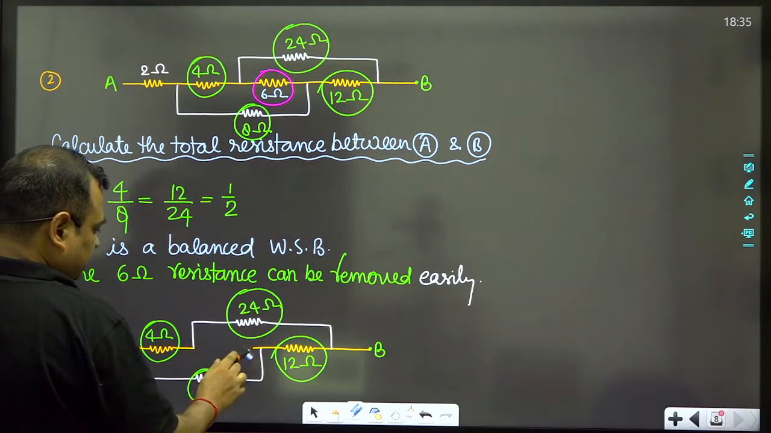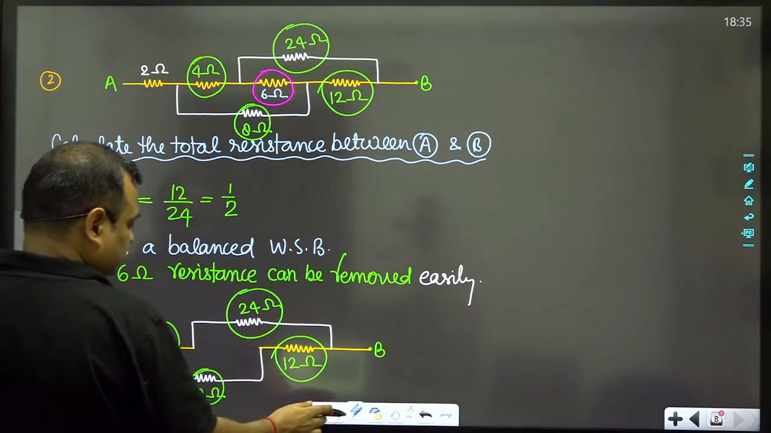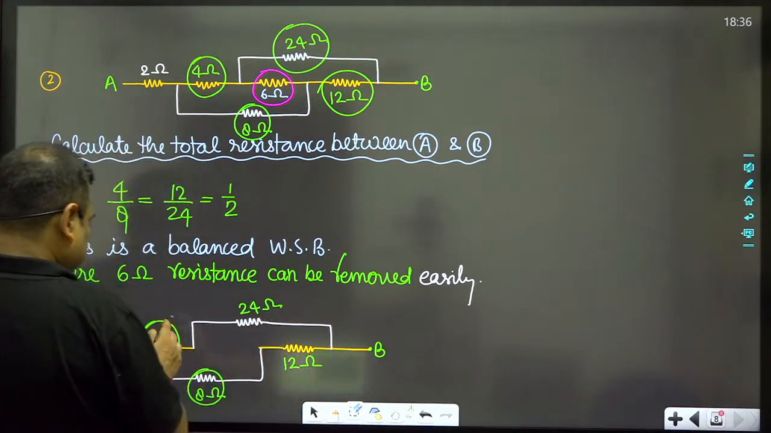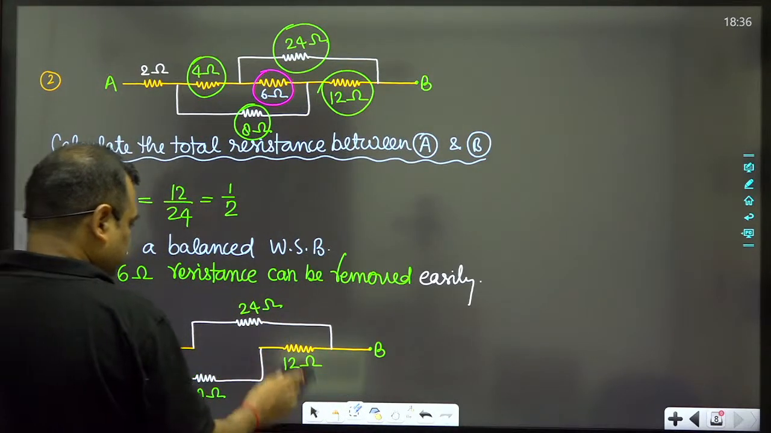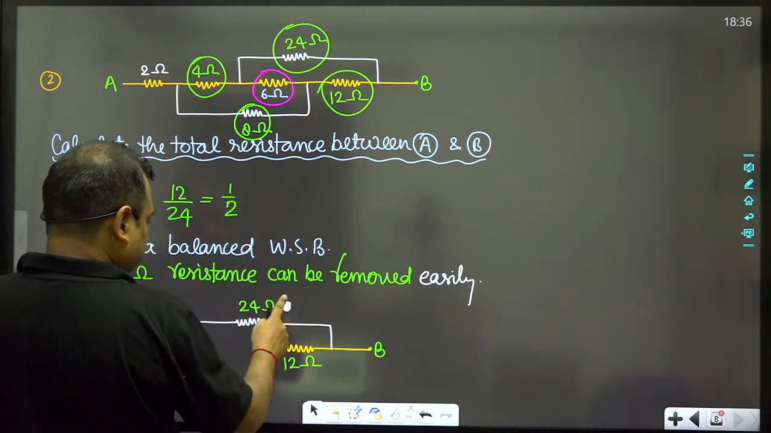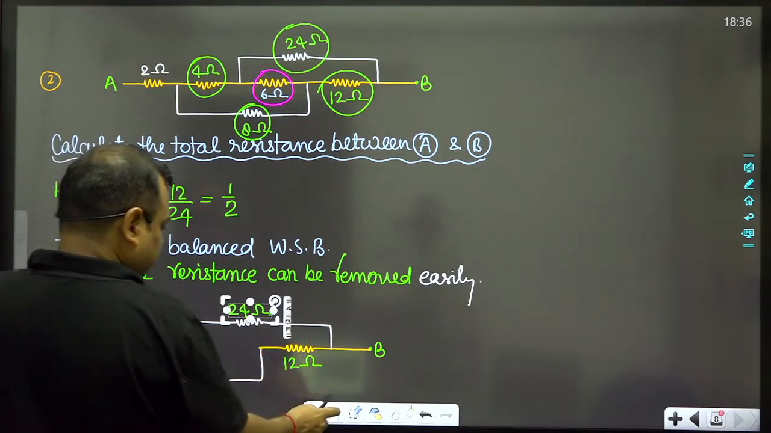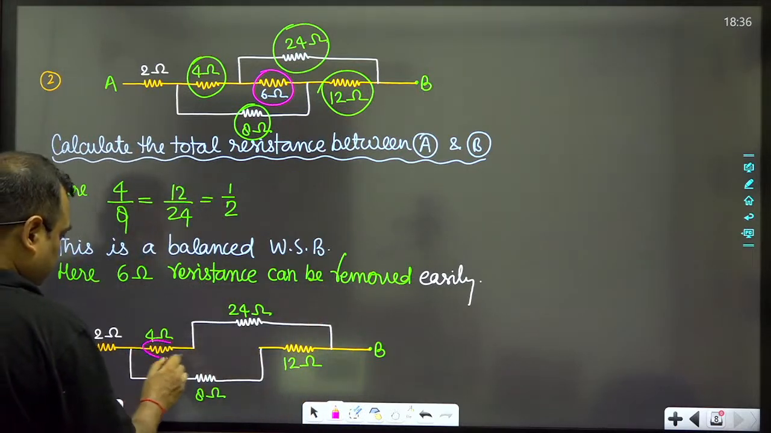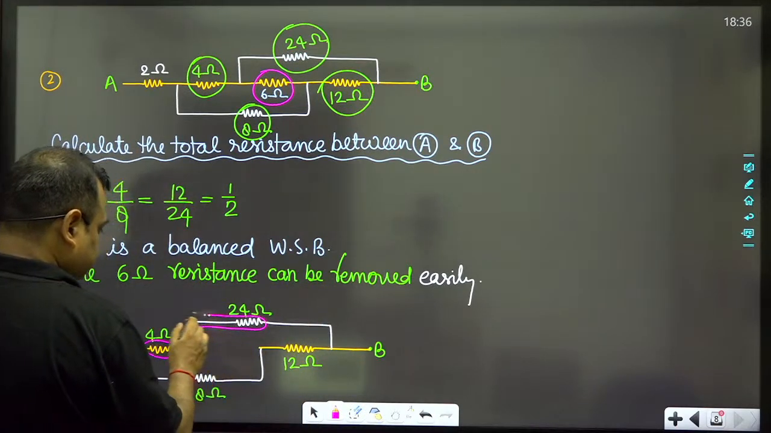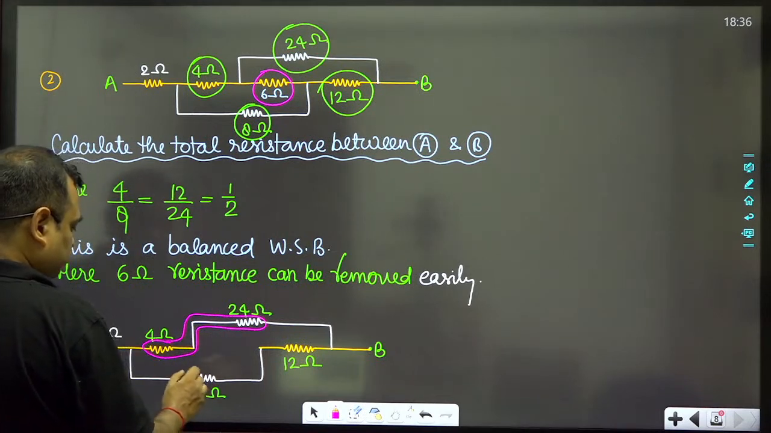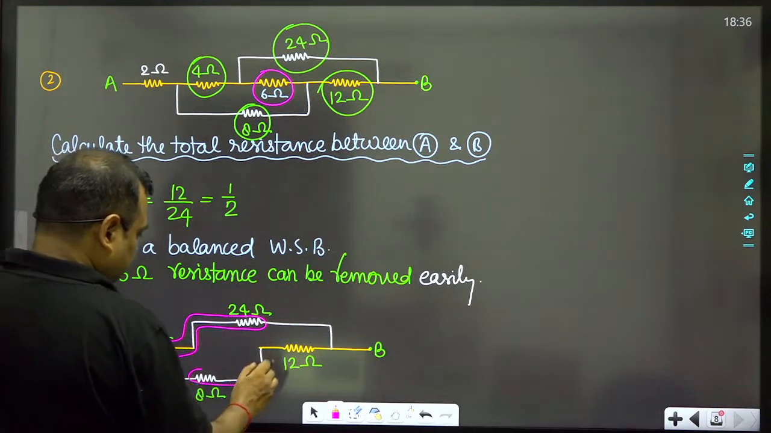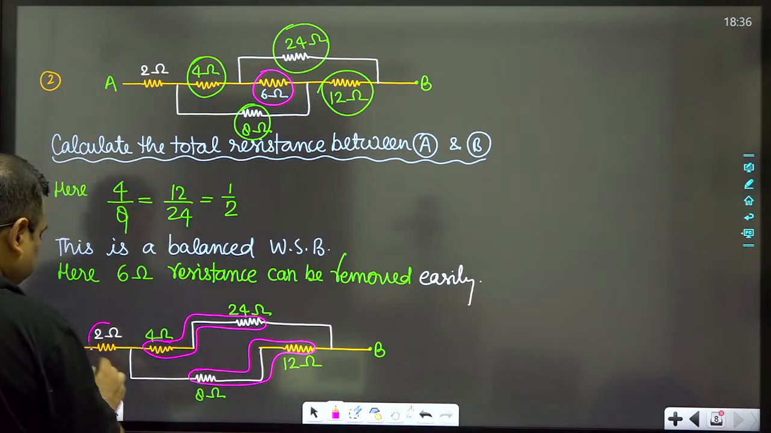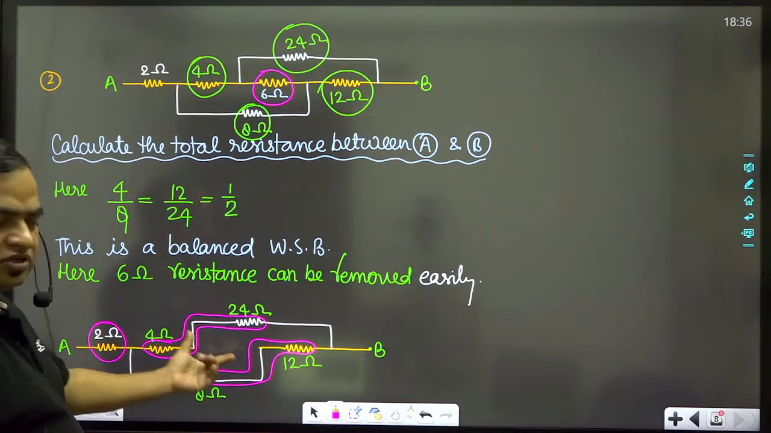And hence now you can see that this is 24. Now this is 4 ohm. The 4 ohm will be in series with this 24 ohm. Now this 8 ohm will be in series with this 12 ohms. And now this 2 ohm will be in series with all these things.